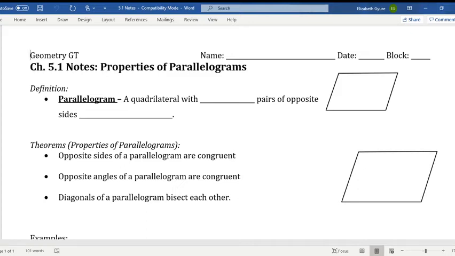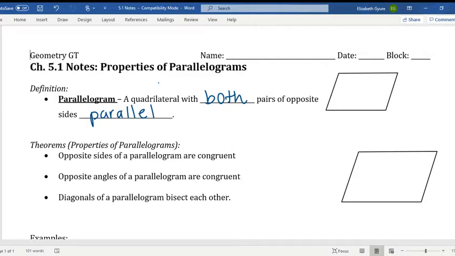Hey guys, so for today's e-learning, we're going to be starting chapter 5 and talking about 5.1, which is properties of parallelograms. So a parallelogram is a quadrilateral with both pairs of opposite sides parallel.